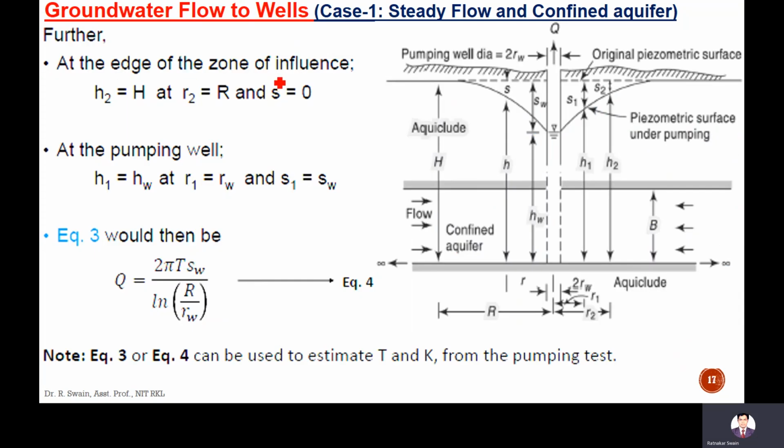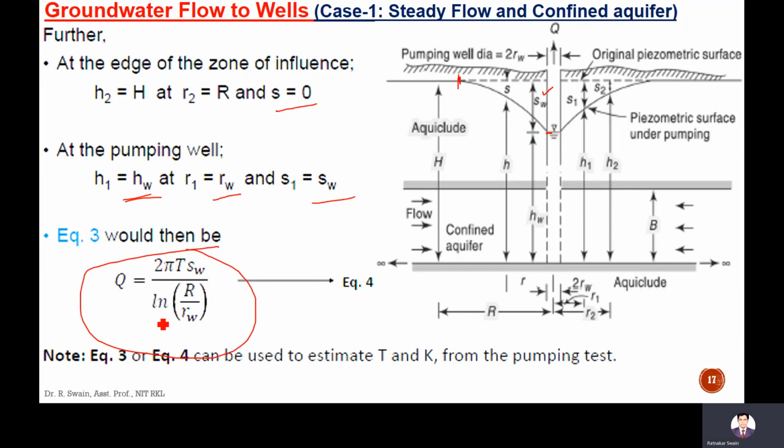So at the edge of the influence, H2 is equal to capital H, the radius of influence is capital R, and here drawdown is 0. At the pumping well, Hw is the piezometric head, Rw is the radius of the well, and here Sw is the drawdown. So here the maximum drawdown, Sw, at the well we consider, the equation can be modified into this form: S1 minus S2, so you can write Sw minus 0 divided by ln R2 by R1, so it will be ln capital R by Rw.